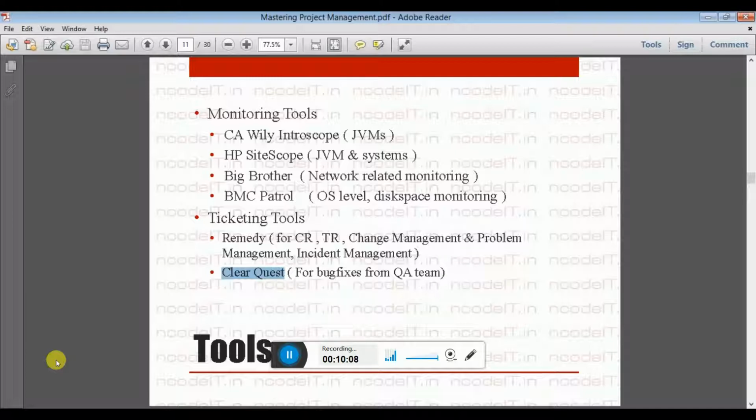Now when you use Remedy, it is basically for ticketing. We will see in depth about what ticketing is, why somebody raises a ticket, and then there is another video about how the tool actually works, the interface of the tool and other stuff.